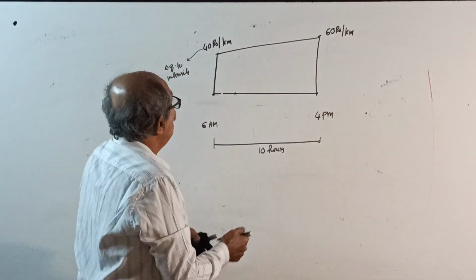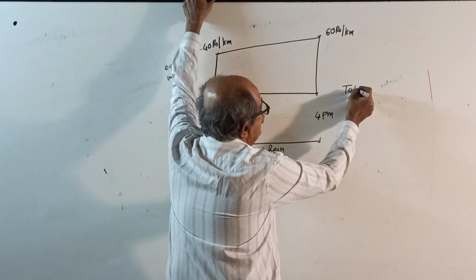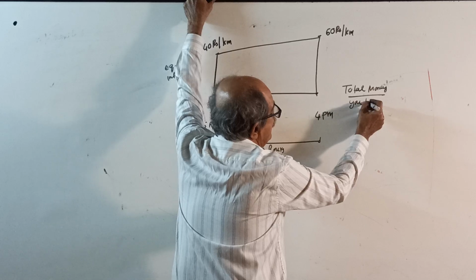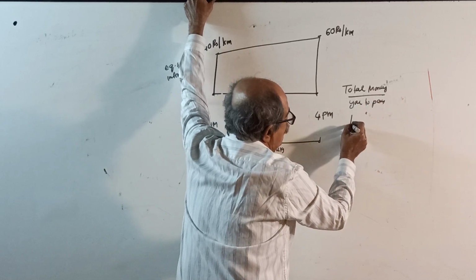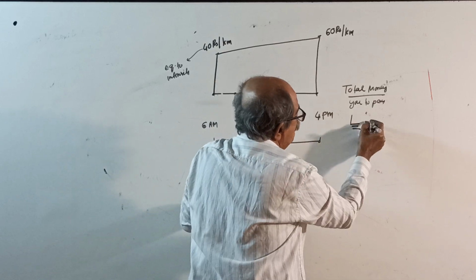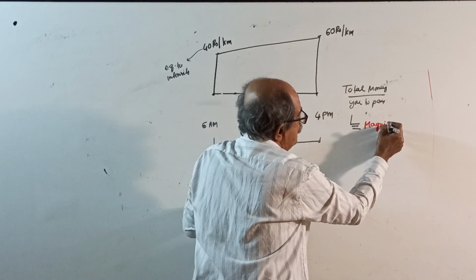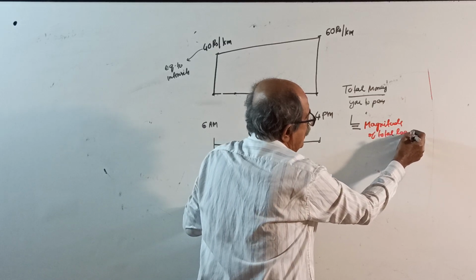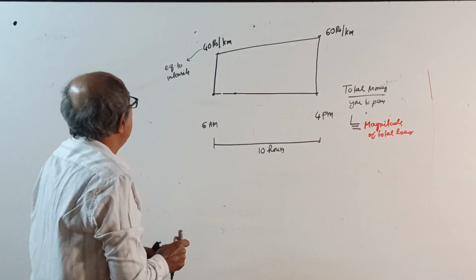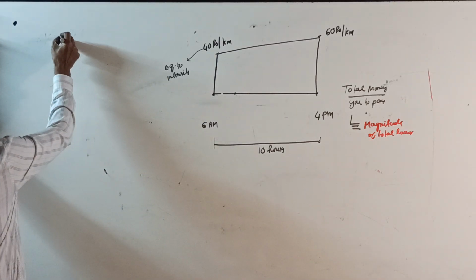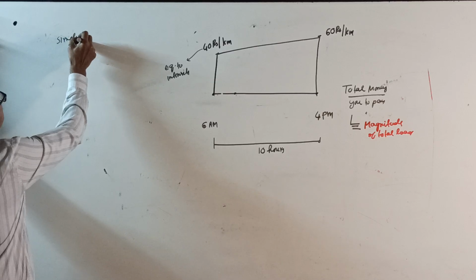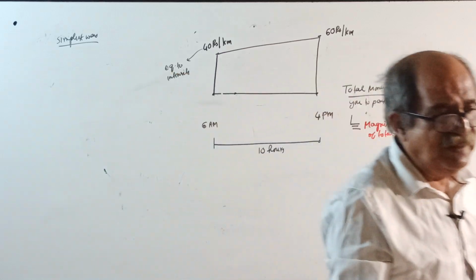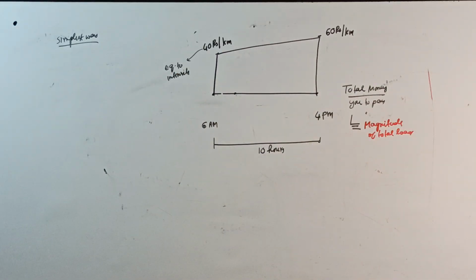Now, how to find the total money to be paid? The money you have to pay is equivalent to your magnitude of total load. Total load only. Simplest way, I write here. One minute, the ink stopped there. I have to refill the ink, otherwise the shining effect is not there.